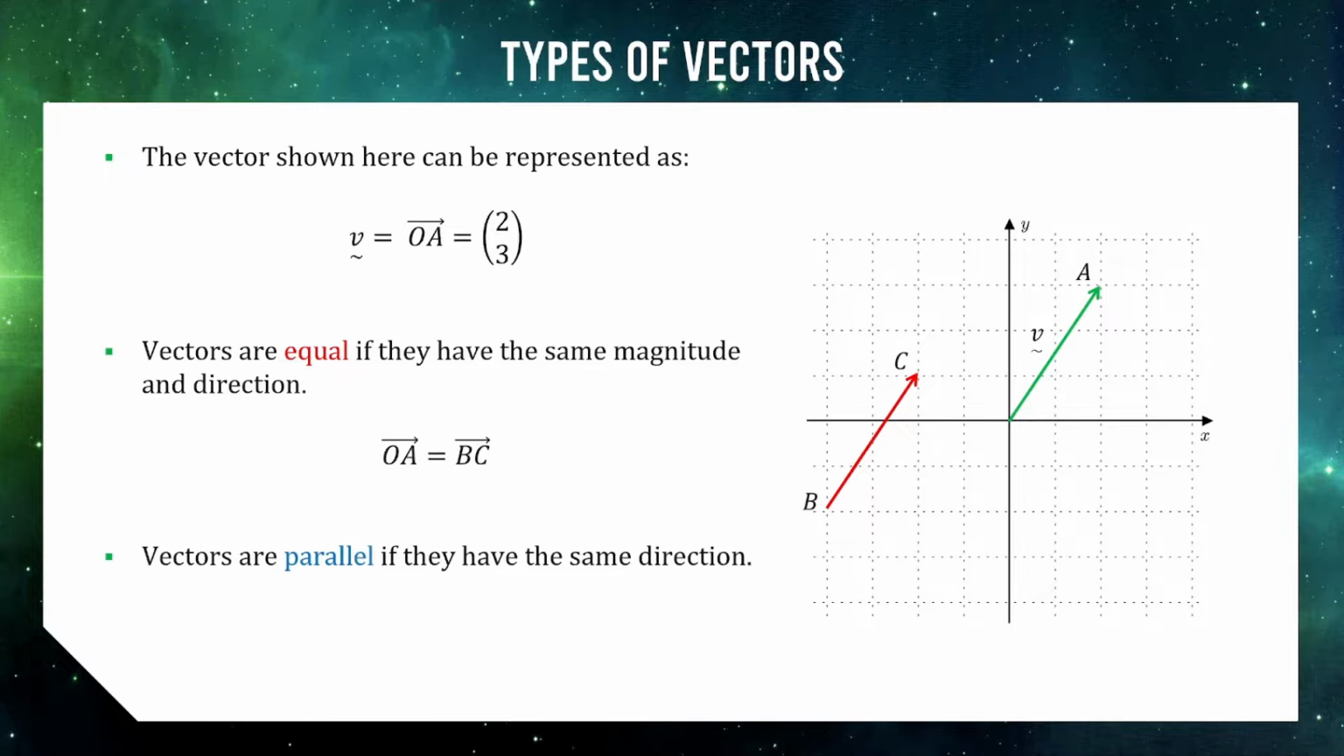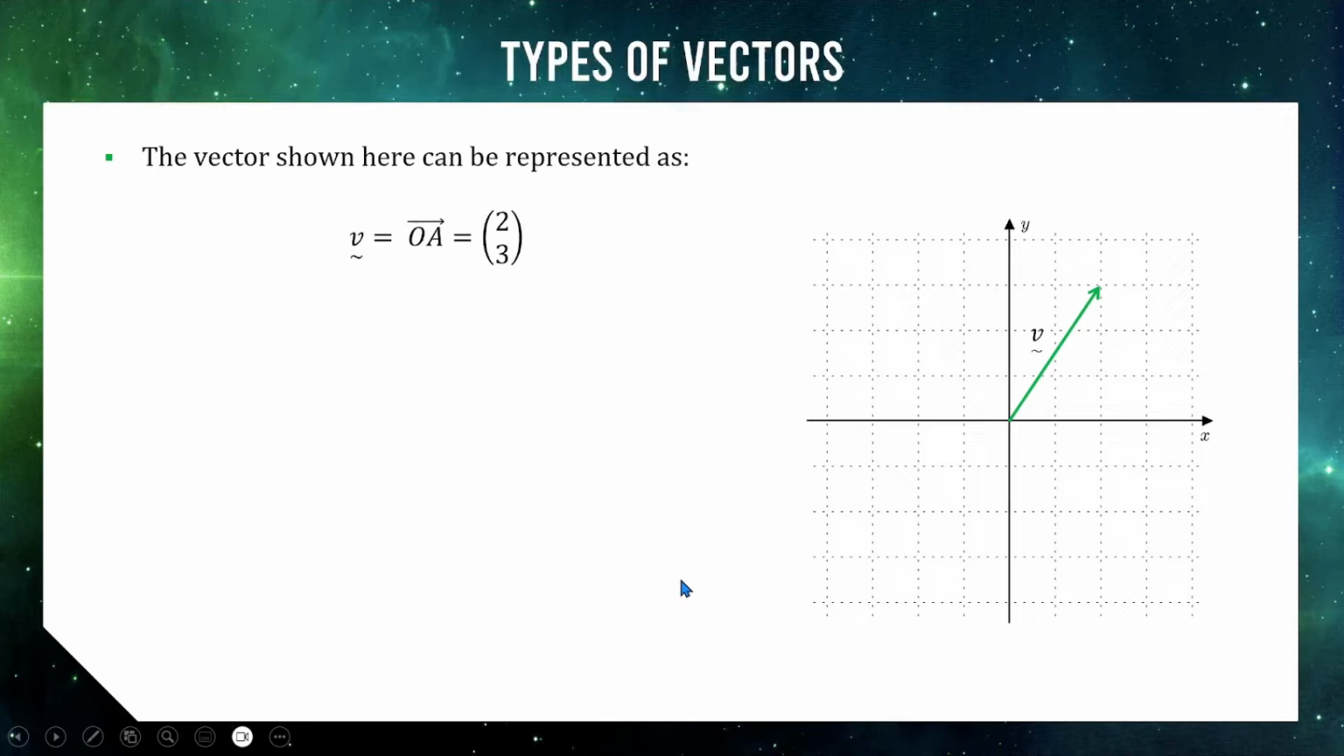Okay, if two vectors have the same direction, but not necessarily the same length, they're called parallel, just like with parallel lines. So this vector here, PQ, even though it's not the same length as the red and green line, it does have the same direction, so they're parallel, and we can write OA parallel to PQ. Okay, so parallel, all about direction. We don't really care about magnitude.